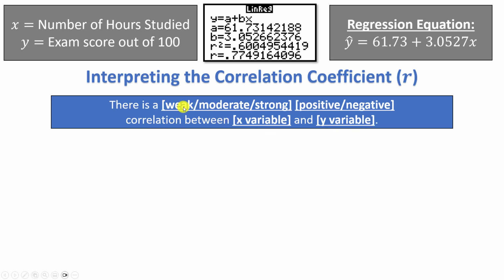Anything that's in brackets under the bold parts here is something that you should replace with either one of the options, or in the case of x or y variable, you should replace that with whatever your x or y variable are.